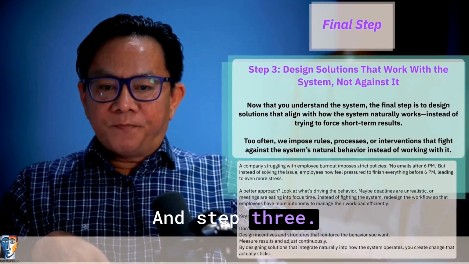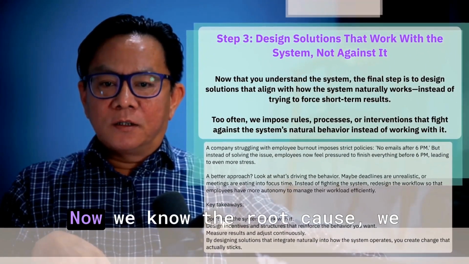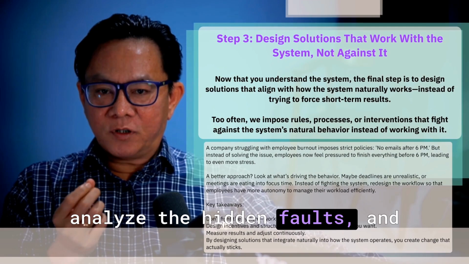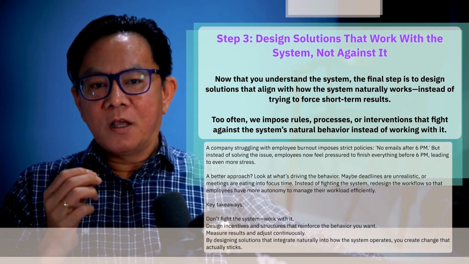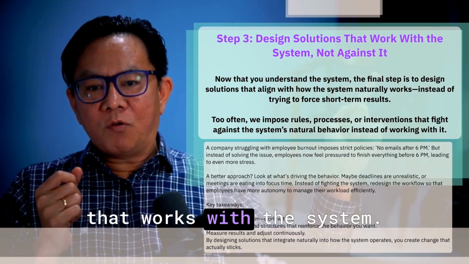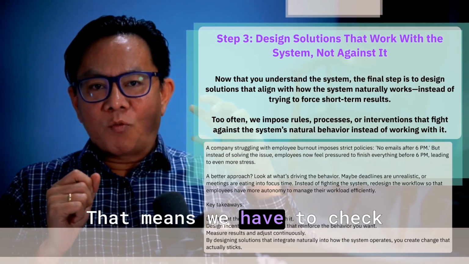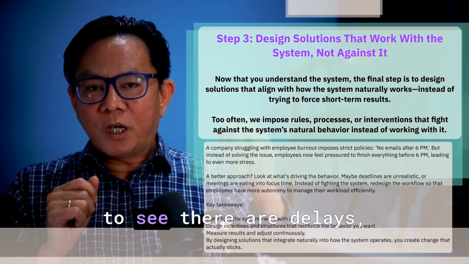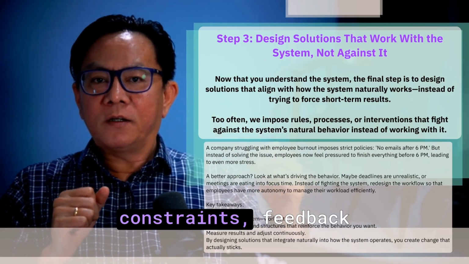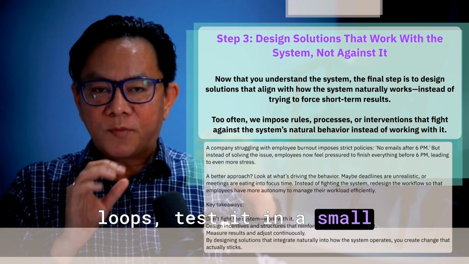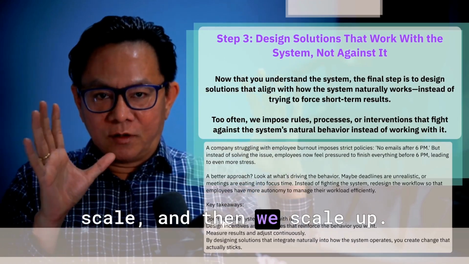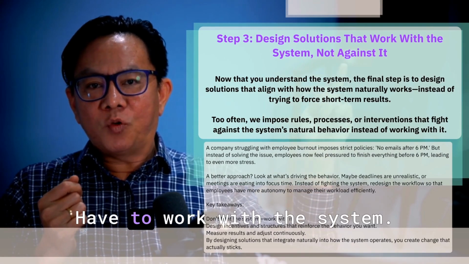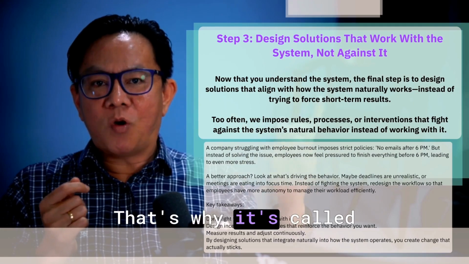And step 3. Now we know the root cause, we analyzed the hidden forces, and now we design the solution. So we have to design a solution that works with the system. That means we have to test our solution to see if there are delays, constraints, feedback loops. Test it on a small scale, and then we scale up. So the solution we design has to work with the system. That's why it's called system thinking.